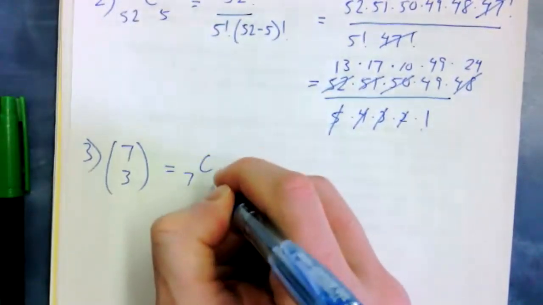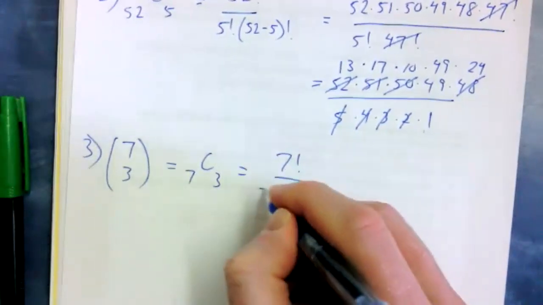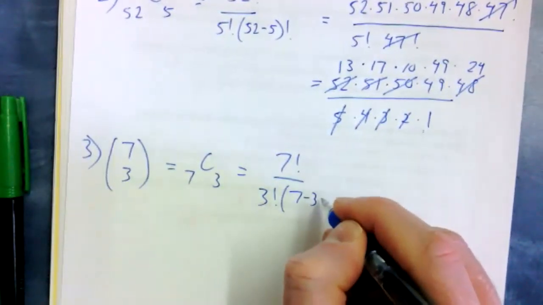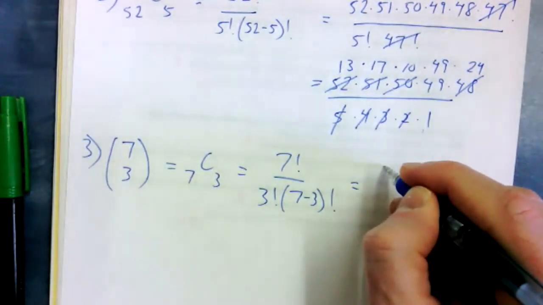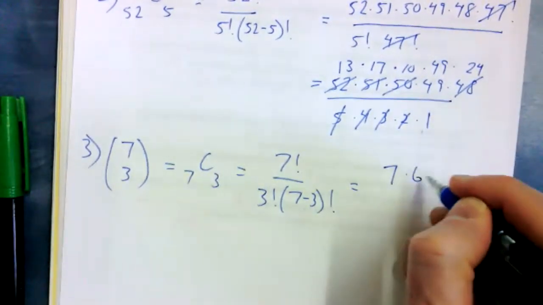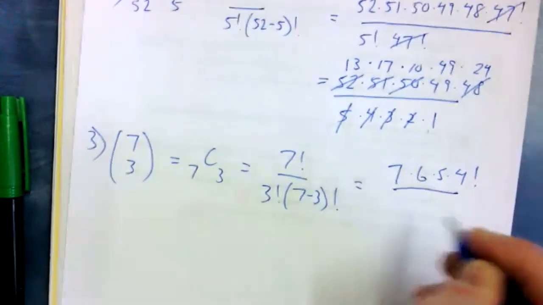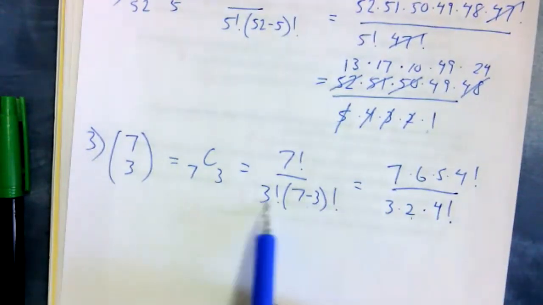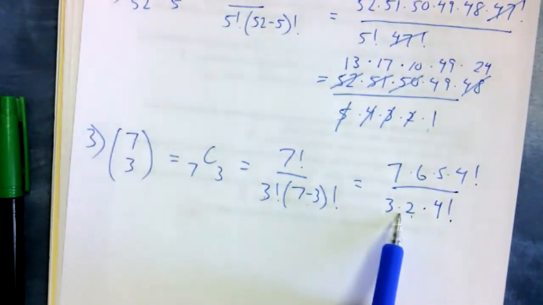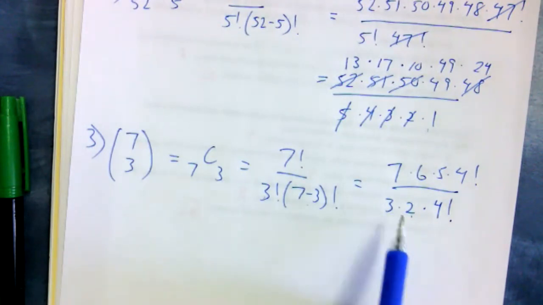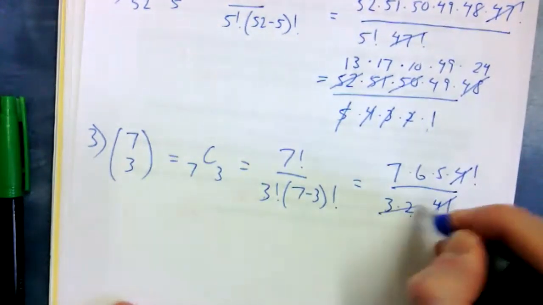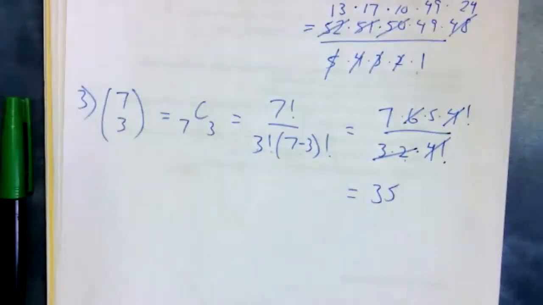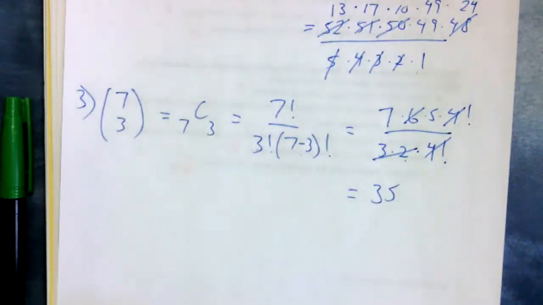So it's 7C3, which is 7 factorial over 3 factorial times (7 minus 3) factorial, which is 4 factorial. So 7 times 6 times 5 times 4 factorial over 3 times 2 times 4 factorial. 3 factorial is 3 times 2. I didn't put the 1 in, right? I'm not going too fast, am I? 4 cancels with 4. 6 cancels with 6. 7 times 5. Calvin's got it. 35. Cool.